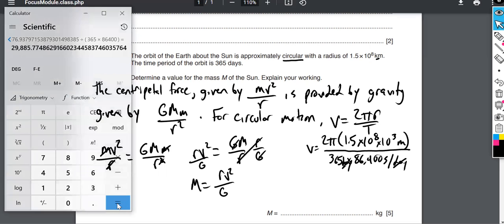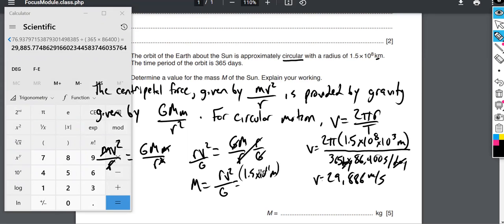When I hit this equals, I can see that the velocity for we Earthlings is 29,886 meters per second thereabouts. Substituting that value in over here, we can finally solve for the mass. And so we have a final calculation, 1.5 by 10 to the 11 meters. That's the radius r. The velocity squared, that number right there.